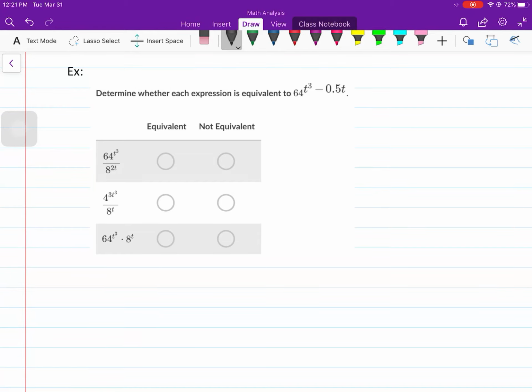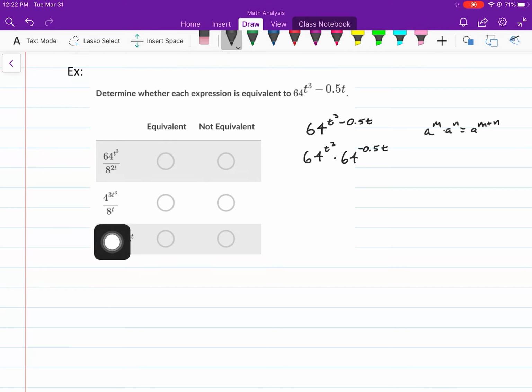This one's probably our most difficult example in this section, so bear with me as we go through it. What I have is 64 to the t to the third power minus 0.5t. So I'm going to split that up. If you remember, if you have a to the m times a to the n, we could add the exponents. So same idea, we're just going to do 64 to the t cubed times 64 to the negative 0.5t.